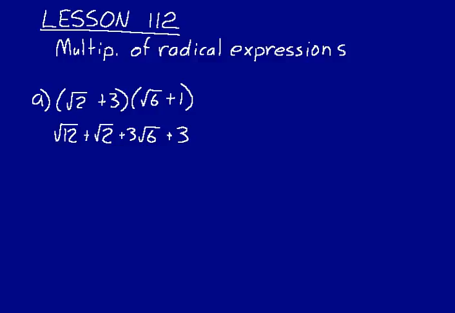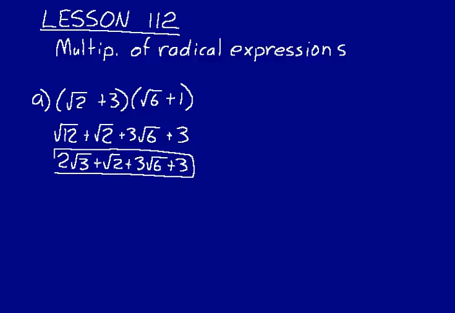Look for ways to simplify that. Square root of 12, you could break that into 4 times 3 because you know the square root of 4 is 2. And so that will simplify to 2 times the square root of 3, and then plus the square root of 2, plus 3 times the square root of 6, plus 3. And so that would be the expanded form of that problem.